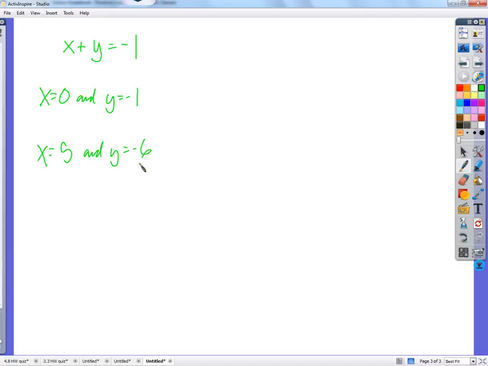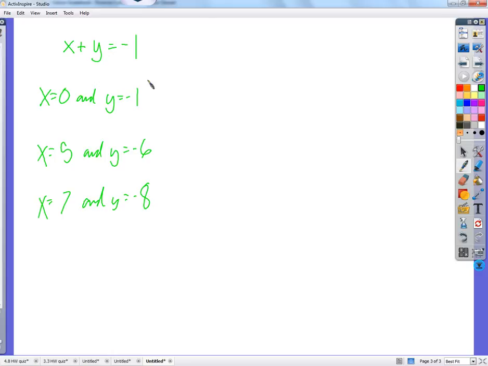Are you ready to think of another solution? How many solutions do you figure this equation has? Infinite number of solutions. Yeah. Okay. So, when we now introduce the idea of a coordinate plane, one of the motivations behind it is there's so many solutions to this equation. How do we keep track of them all?